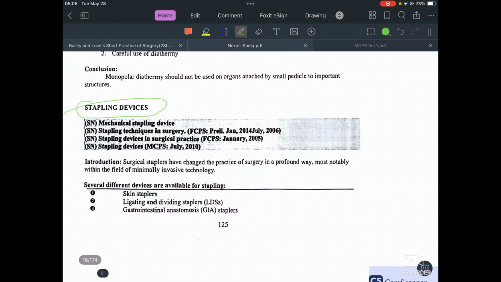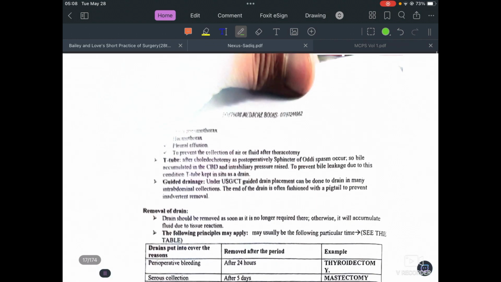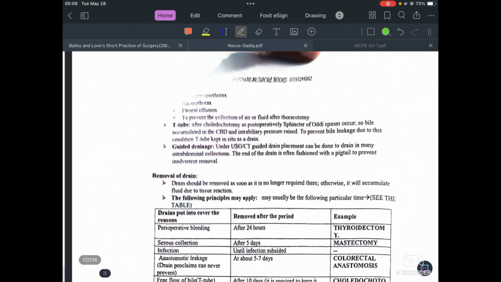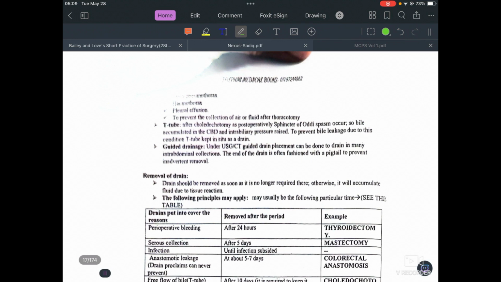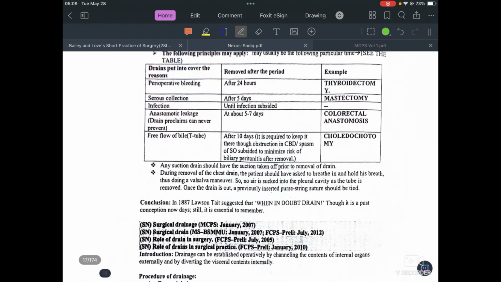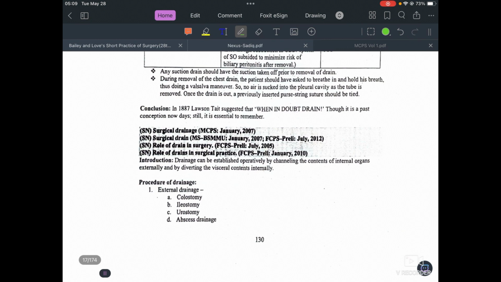At first, there is the skin stapler. Then the ligating and dividing stapler. Then GIA and gastrointestinal stapler. Okay, we will read later on.